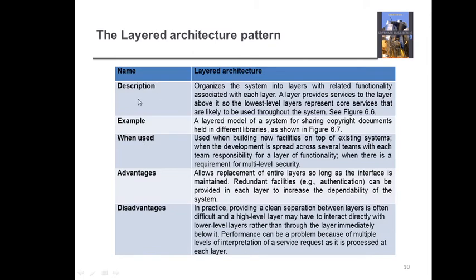So finally, it's a simple architecture, right? Layers have been organized here. We have different functionalities. The lower layer provides the services to the upper layer. It is used when building new functionalities, when multiple teams are there to develop each layer's functionality, and when we require multi-level security. Three major advantages, right: we can replace the entire layer, and redundant facilities can be used at different layers.